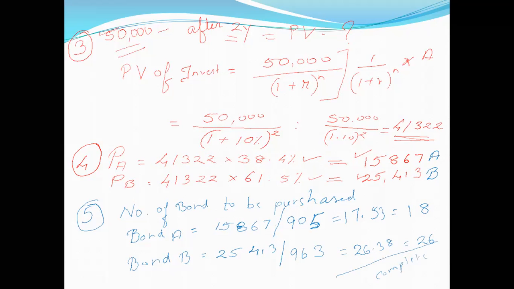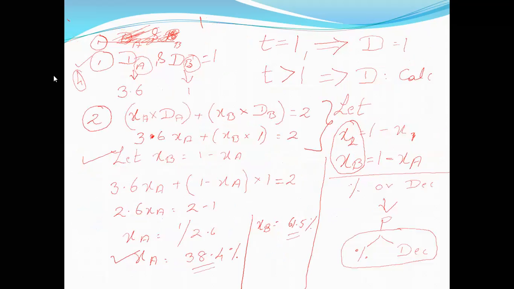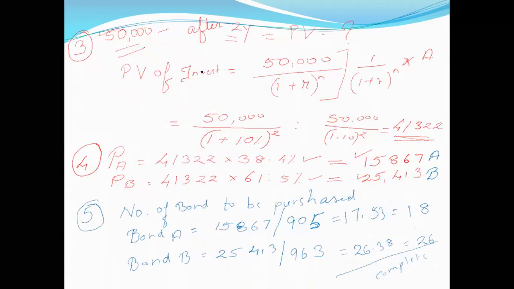So remember, what did we do? I'll just summarize. We started with step number 1, that is calculation of duration of both the bonds. I gave you the answer, but you'll have to actually calculate the answers. Next, we found out the proportions of money that has to go into bond A and into bond B. Then we found out the present value of our investment. The present value of our investment was 41,000 rupees.